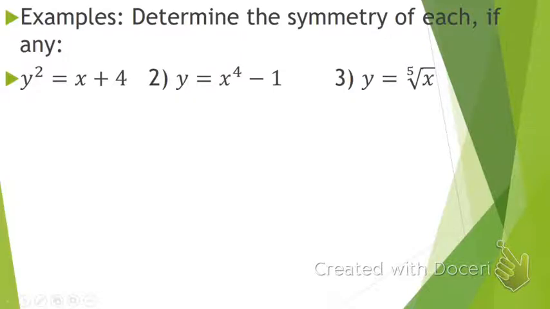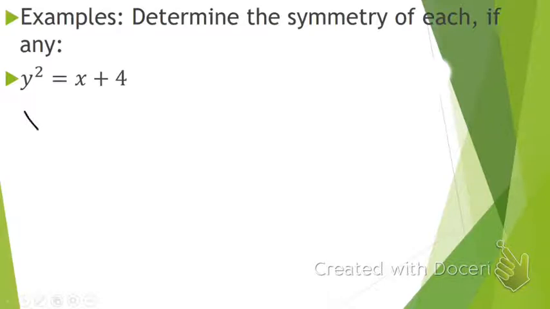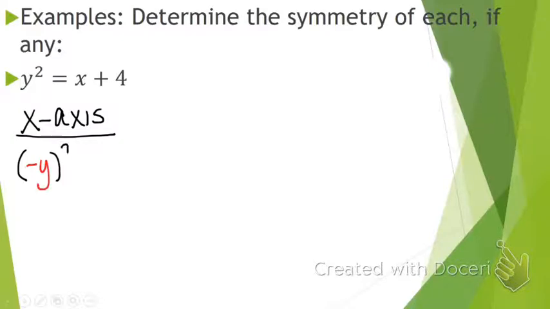So let's look at this first example. I'm going to take these other ones off the screen for now. Okay, so let's look at this function: y squared equals x plus 4. Let's start off by testing for x-axis symmetry. Again, I'm going to replace the y with a negative y, and then I'm going to simplify it.